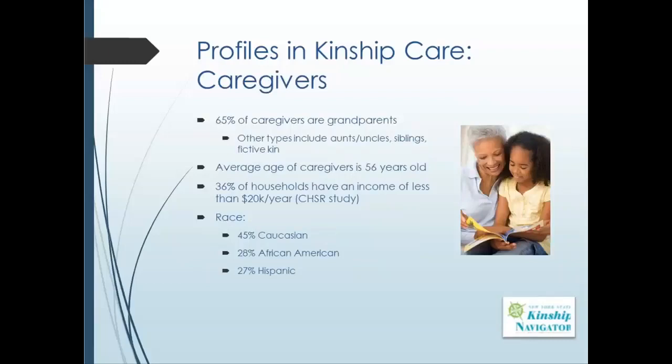There are other family members, of course, but what we normally see is maternal grandma who's stepping in to care for her grandchild when the mom cannot parent. The average age of a caregiver is 56 years old, so we see a lot of caregivers that are in the sandwich generation where they're caring for both a kinship child and they might be caring for an elderly parent. They're usually employed full-time, so they have to think about things like child care when they're taking on a kinship care child. And 36% of households have an income of less than $20,000 a year.